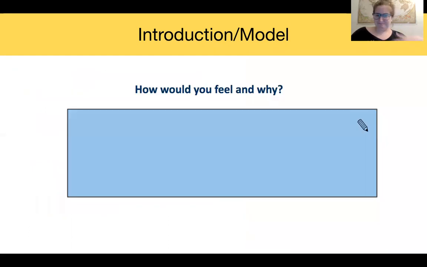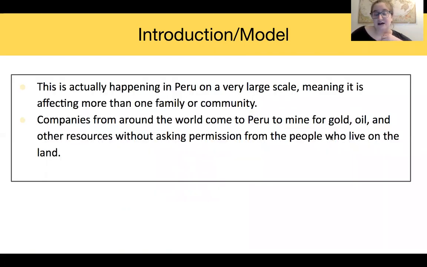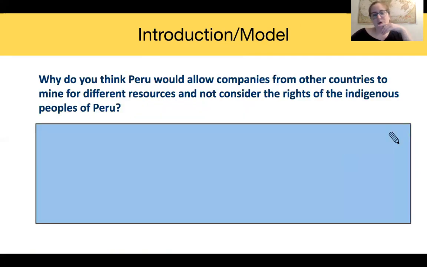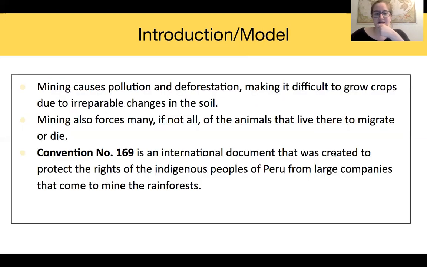So students are in this scenario and they have to take on the perspective of the people in this scenario. How would they feel and why? What kind of impact would it have on them? It really helps students connect to a situation that could be very different from their life in New York City. The lesson then goes on to highlight that this is really what's happening in Peru and that it's affecting families and communities in Peru. And so they're then asked to think about why this is happening and look at some of the causes.